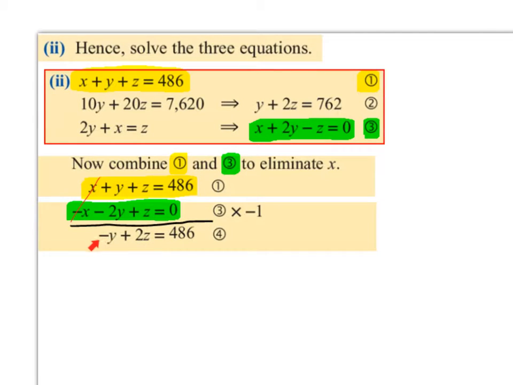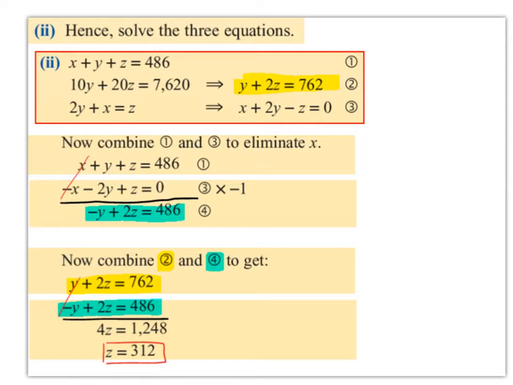So now we're going to take equation 4, which is in terms of y and z, and we're going to take equation 2, which was also in terms of y and z, and we're going to solve for y and z. And when we have our y and z values, we can substitute them into one of the original equations to find our x value.